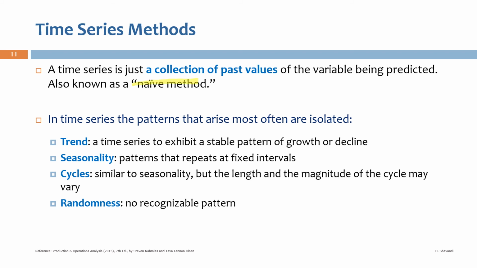Okay, so in any time series, I mean any series of data, we may have some sort of patterns. The pattern could be like a trend. If we see a trend in the past data, we may consider that trend in the future as well. Or we may have a seasonality pattern, or cycles, or randomness. So let's show these patterns in the next slide in the figures.